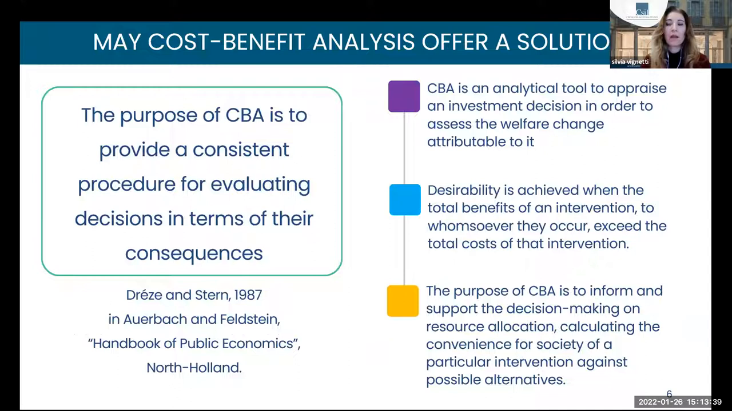Now, is cost-benefit analysis a way to solve this problem? Cost-benefit analysis is grounded in welfare economics. Here we have a definition of the purpose of a CBA. There are a number of Nobel Prizes that, during the history of cost-benefit analysis, have contributed to developing the theoretical framework and also the practice. The idea is that the purpose of CBA is to provide a consistent procedure for evaluating decisions in terms of their consequences. So it's a way to compare and to structure the analysis of the pros and cons of a given funding decision. And then it provides a criterion on the basis of which you can decide whether the decision is good or not. So in principle, it sounds like a possible solution to the problem of how to make comparisons for the purpose of judging efficiency.